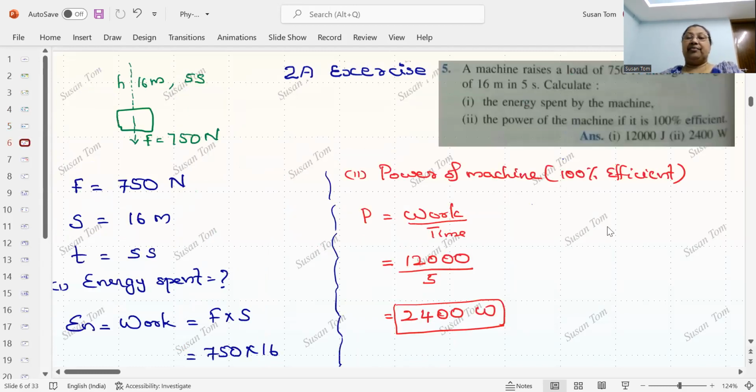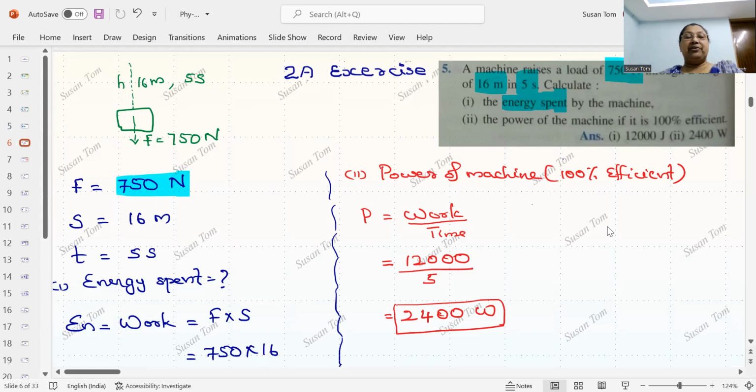Question number 5. A machine raises a load of 750 Newton. Again, it's in Newton directly given, through a height of 16 meter in 5 seconds. Calculate energy spent. Whenever energy spent comes, it's a work done, by the machine. Then the power of the machine if it's 100% efficient. What is the meaning of 100% efficient? No loss of energy is happening.